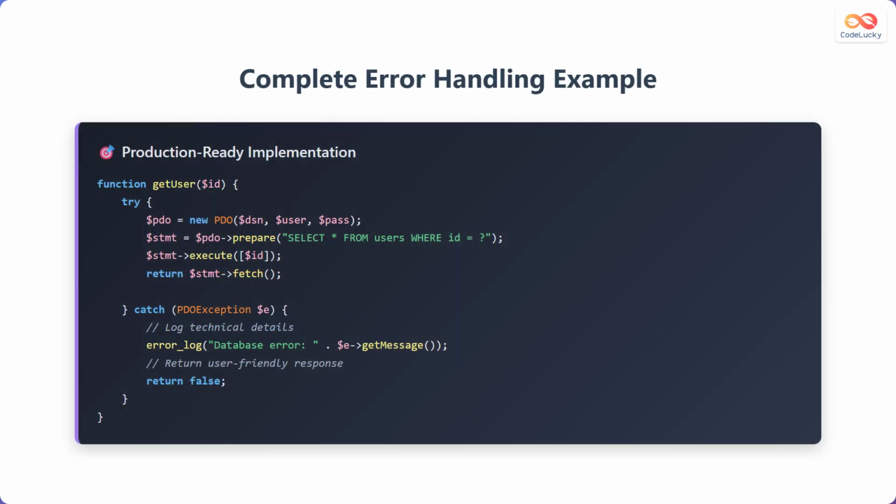Here's a complete error handling example, creating a function called getUser, which takes an ID as a parameter. Inside a try-catch block, a PDO instance is created, and a prepared statement is executed to retrieve a user from the database. If successful, the function returns the user data. If a PDO exception occurs, the technical details are logged using error_log, and the function returns false, providing a user-friendly response.